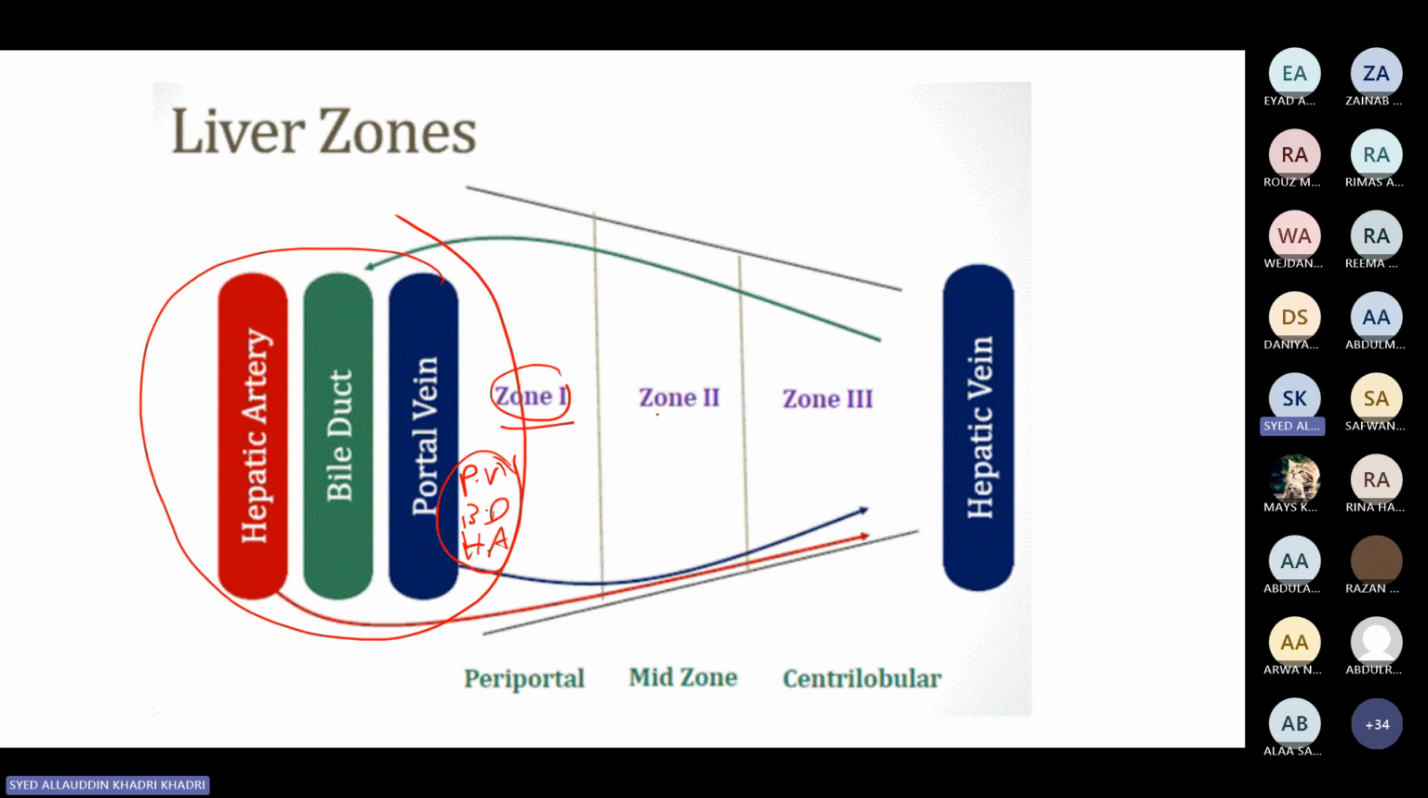This is zone number 1, zone number 2 is the middle, and zone number 3 is near the hepatic vein. A little deoxygenated. So this is called the periportal area, this is called the mid-zonal area, and this is called the centrilobular area.